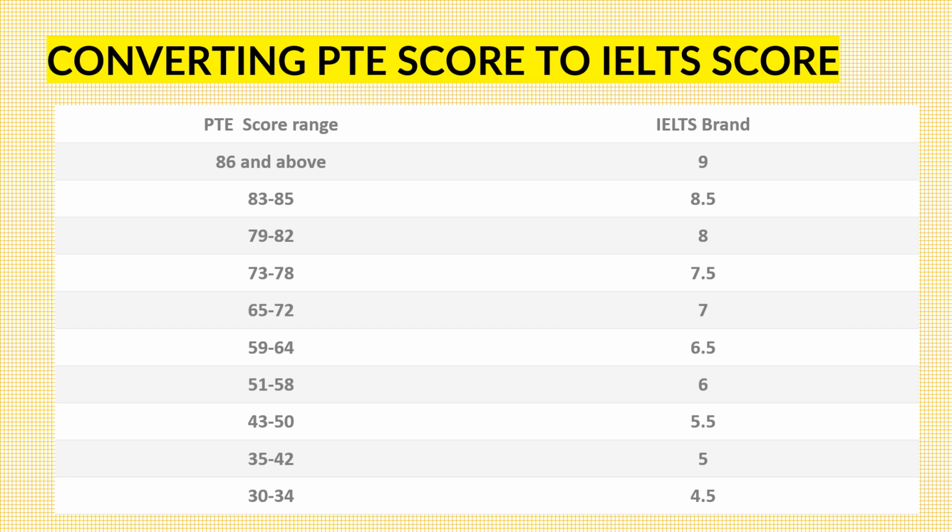Taking a look at how we can convert the PTE score to IELTS score. So 86 and above is 9, 83 to 85 is 8.5, 79 to 82 is 8, 73 to 78 is 7.5, and the list goes on.